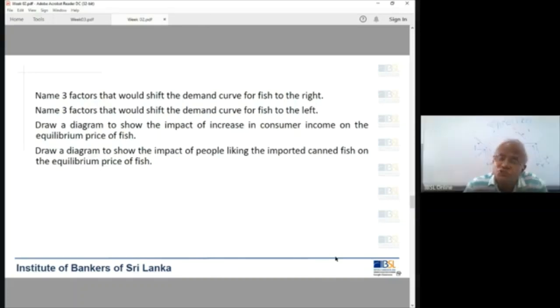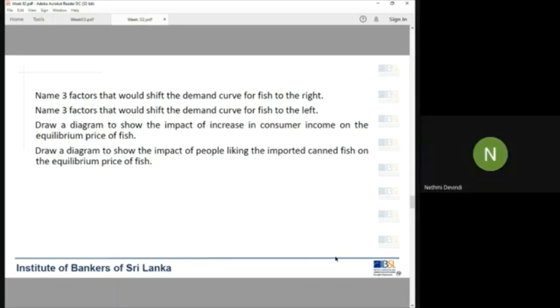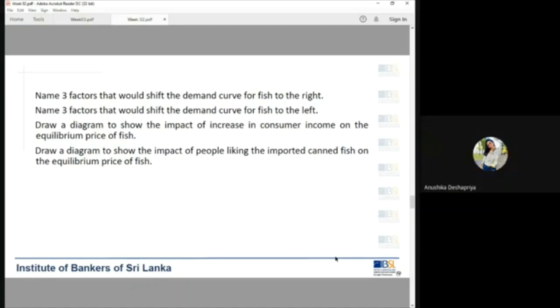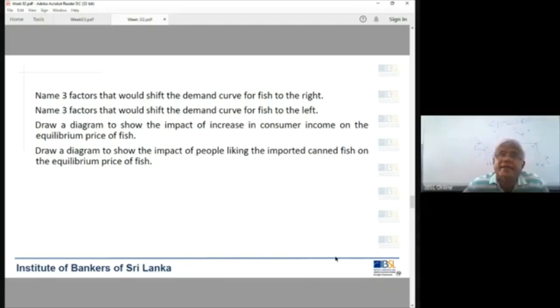Positive change in consumer taste. Good. People think, okay. Future expectation, expected price increase. Increase in population. Good. When population increases, the number of consumers who consume fish increases. Very good. These are the factors that shift the demand curve for fish to the right.